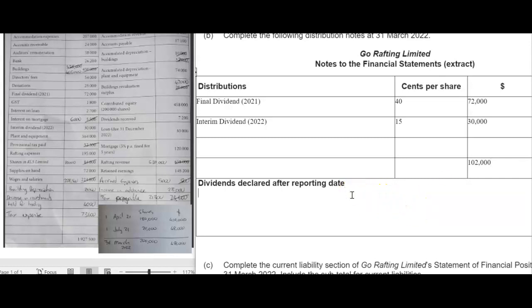The next bit is writing the dividends declared after reporting date. For the merit market, what you have to do is copy on 15th of May 2022. So just type or write in the bottom bullet point. $0.35 per share.